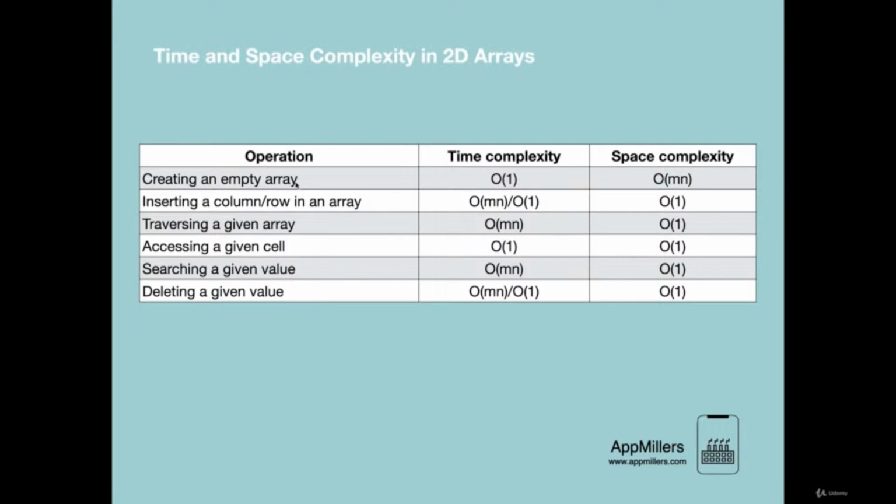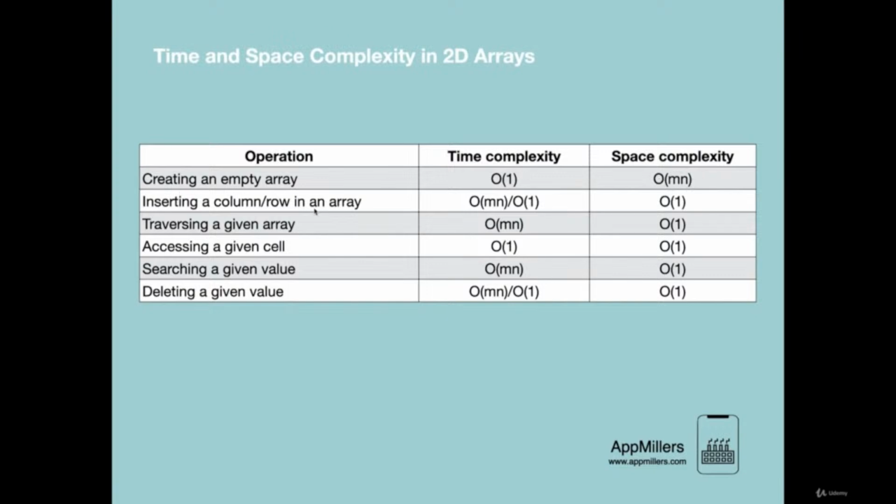So creating a two-dimensional array takes constant time complexity, and the space complexity will be O(mn). Here m is the number of columns and n is the number of rows. So we need to allocate a number of columns and rows in memory for our elements in the two-dimensional array. So that's why the space complexity is O(mn). Let's continue to the next operation.